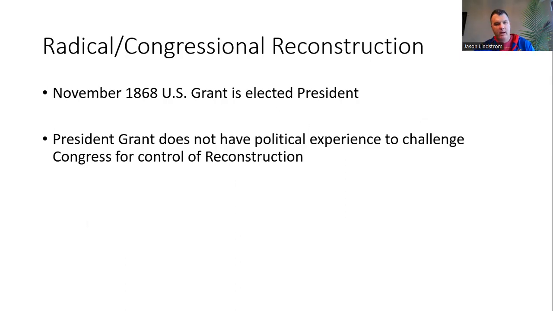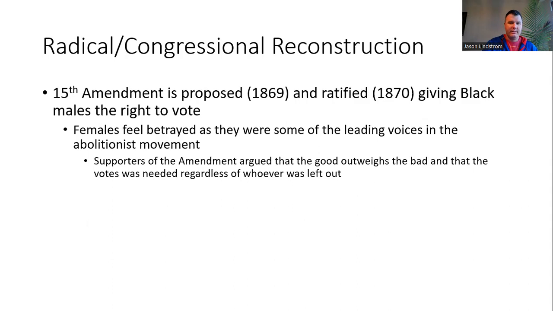In November of 1868, U.S. Grant is elected president. Grant doesn't really have any political experience. He's won the Civil War. He's very popular. And so he doesn't have the political chops maybe to guide Reconstruction the way that it should. And so he does that. He's part of it, but Congress maintains control.